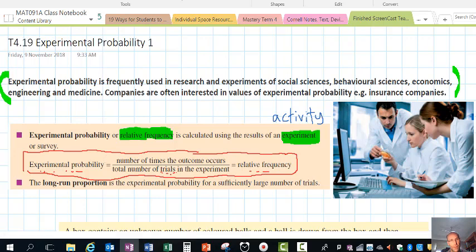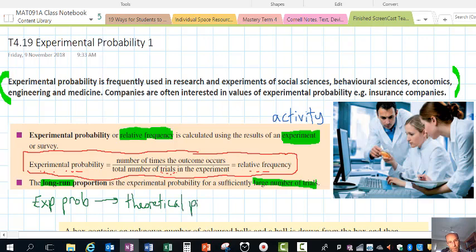Now, an interesting thing that we see in the next point, in the long run. Once we have a large number of trials, the experimental probability approaches the theoretical probability. So experimental probability starts to approach the theoretical probability once we do a lot of trials.